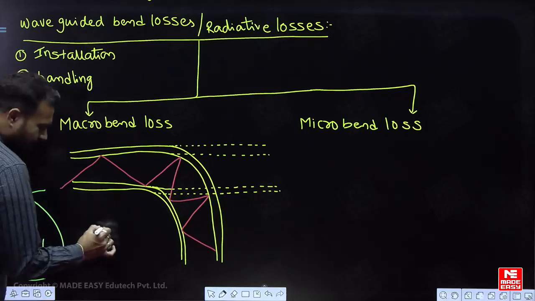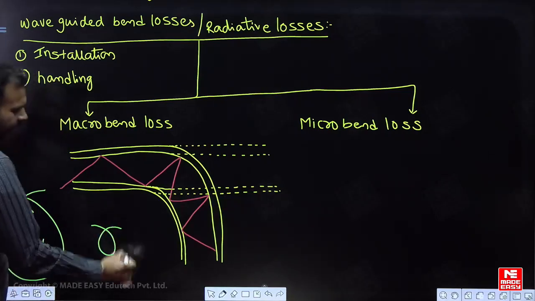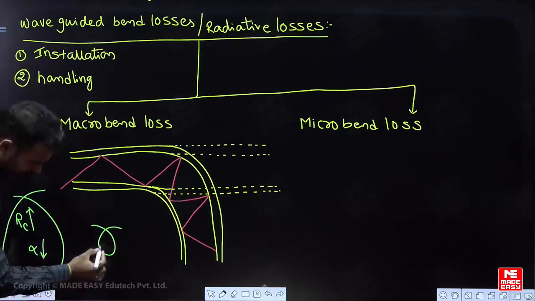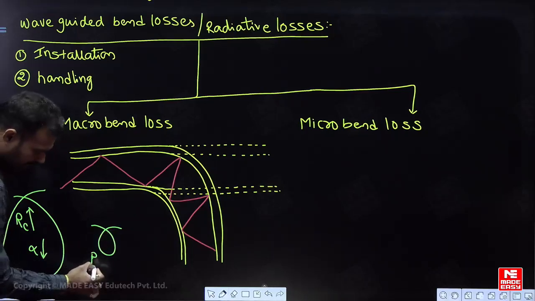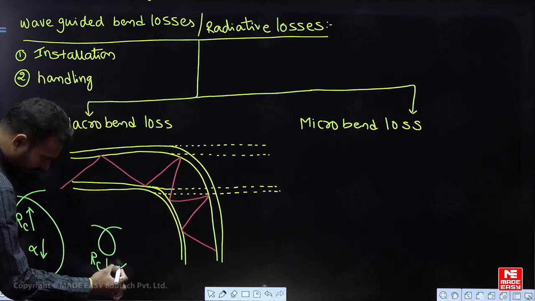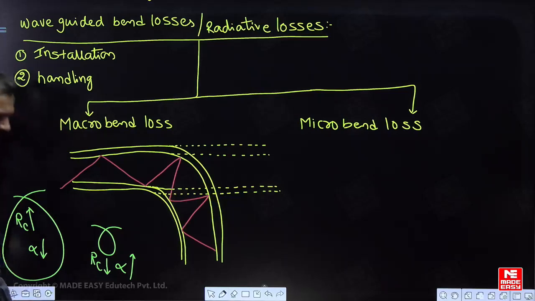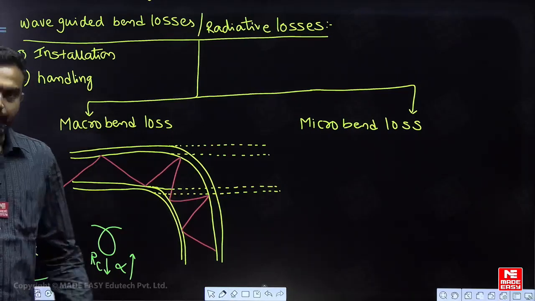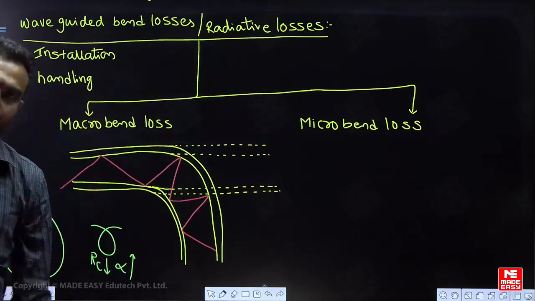For example, if you bend the fiber with a very small radius of curvature, this is bending with a small radius of curvature, your RC is very small, definitely your attenuation is very high, such that we cannot receive the output power also.